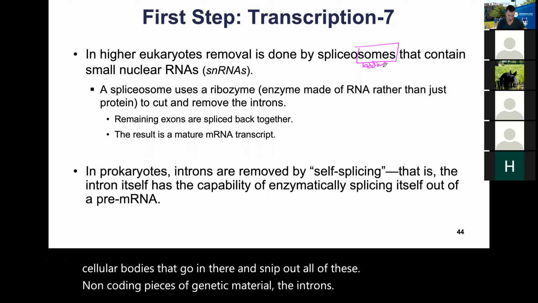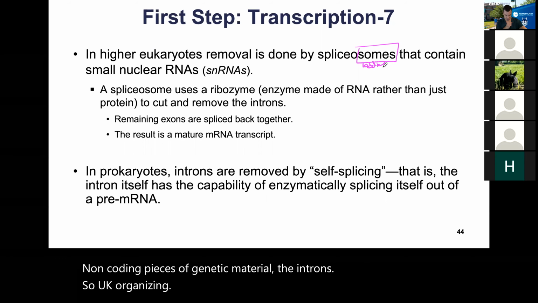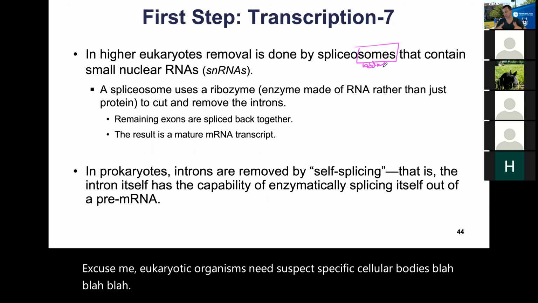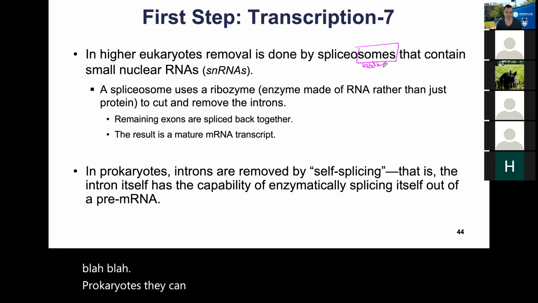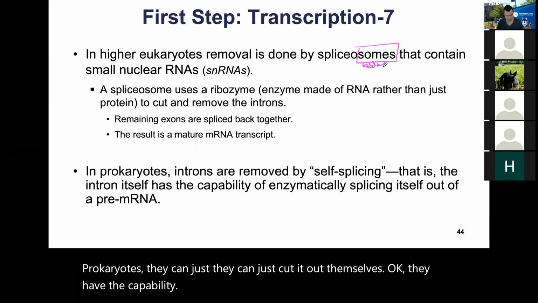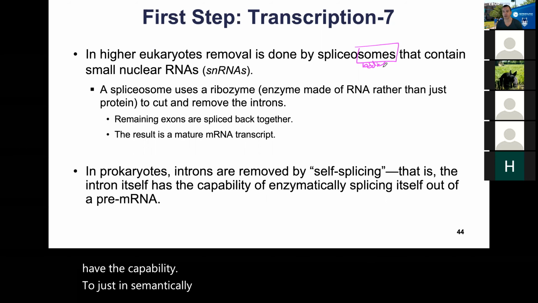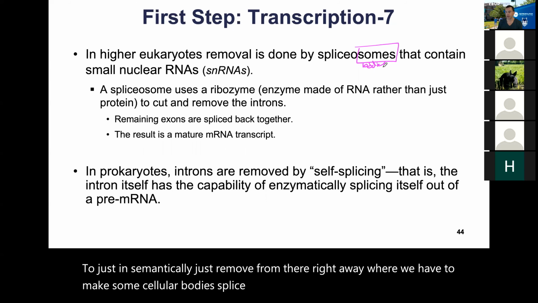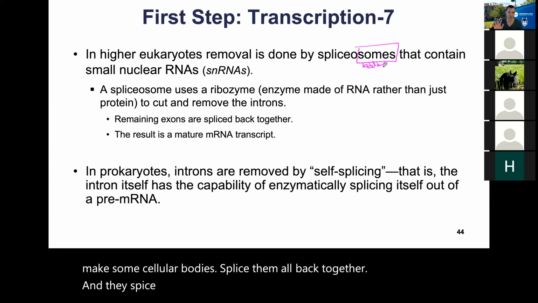So eukaryotic organisms need specific cellular bodies. Prokaryotes, they can just cut it out themselves, okay? They have the capability to just enzymatically remove them right away, where we have to make some cellular bodies, splice them all back together. And they splice them all back together by small nuclear RNAs. I don't really care that you remember that, okay?